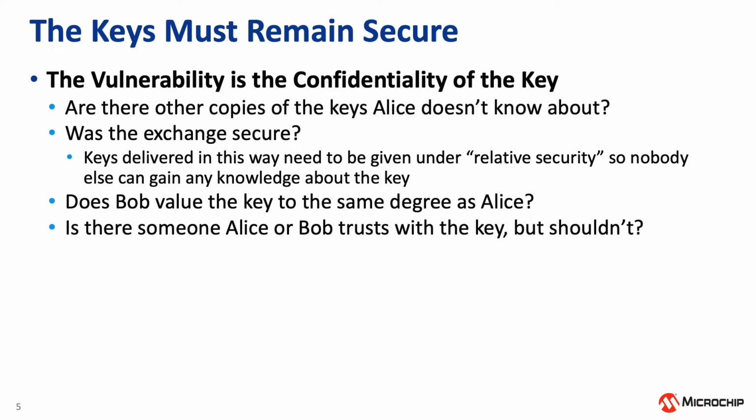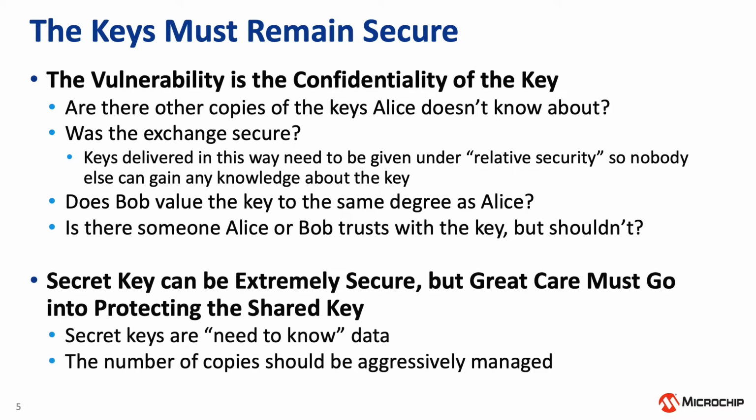Also important is, does Bob value the key as much as Alice? Alice went through all of this effort to get this lockbox and to get these keys and to exchange these keys securely with Bob. But is she sure that Bob cares as much as she does about the secrets that she's about to exchange with him? Because if he is careless with that key, then the entire system is ruined, right? Is there someone Alice and Bob trust with the key but shouldn't? Is there a third party that they decide to also share the key with, but they shouldn't do? That's also a big problem.